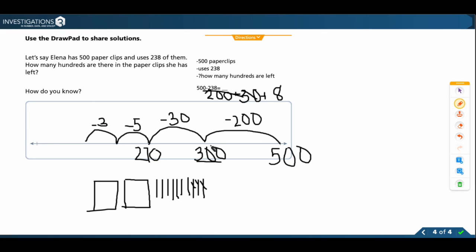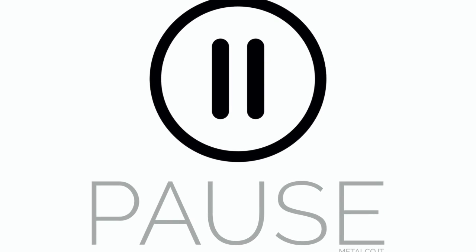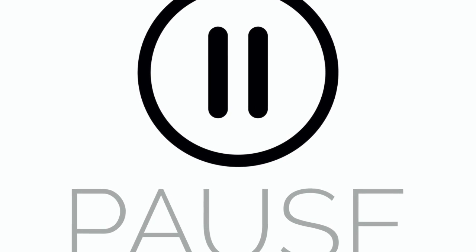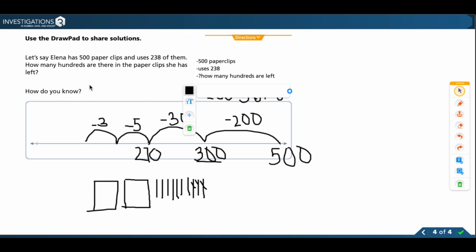So I want you to pause me right now and think about how many hundreds are there in the paperclip she has left. I know that there's going to be 2 hundreds without me even trying to solve the rest of this problem, because I know that 270 minus 8 isn't going to be less than 200. So the answer is, how many hundreds are there in the paperclip she has left? There's 2 hundreds left.